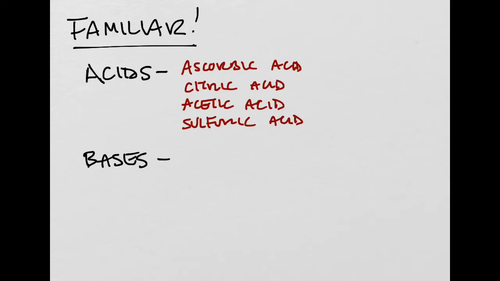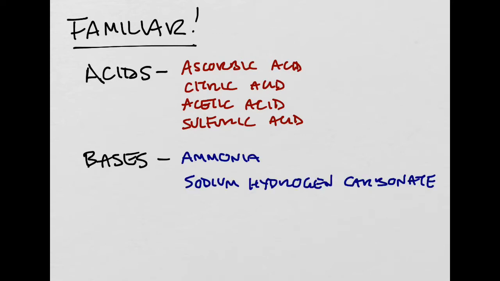Bases you may not be as familiar with, but certainly you know there are some that are common household items. For example, certainly you know ammonia. Ammonia is found in a lot of household cleaners, more specifically in glass cleaners. It's what prevents the streaks actually from forming on glass when you clean it. And then sodium hydrogen carbonate, also known as sodium bicarbonate, is what is baking soda.